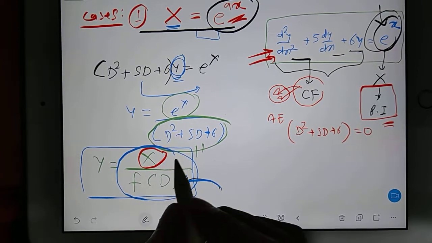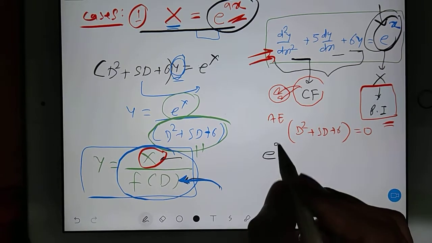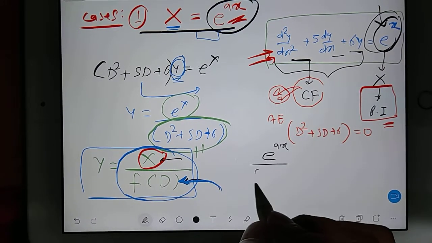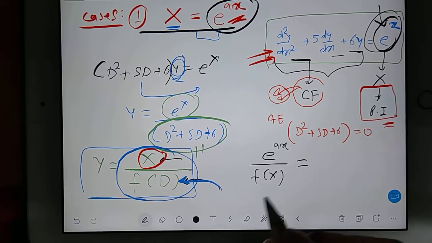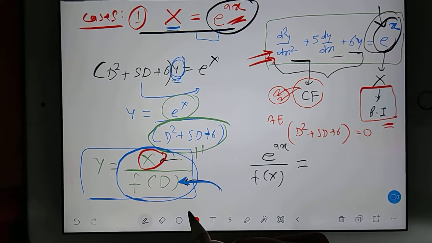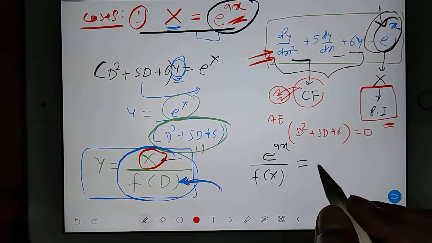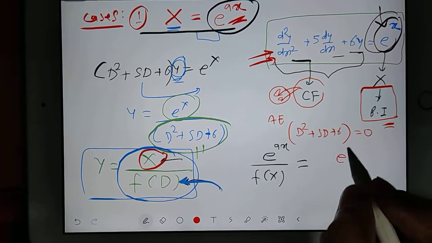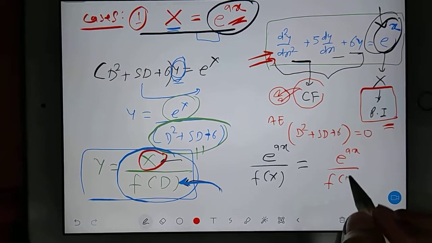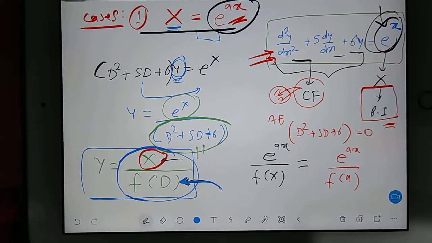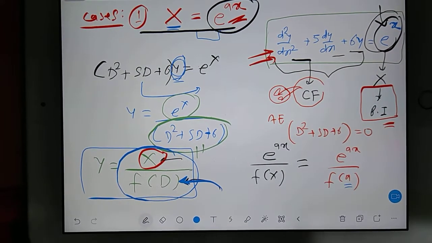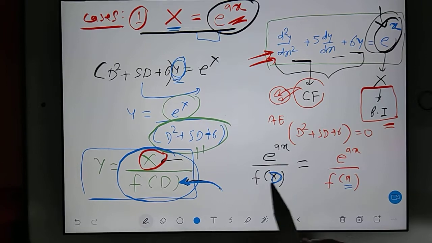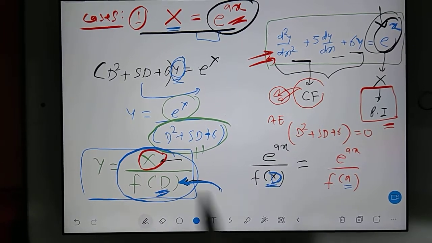But your X is now e power AX. So whenever you have e power AX and FD, what is your formula? You have to mug up the formula, okay? Memorize it, so that your speed will be faster. What is the formula? You quickly write like this: e power AX divided by FA. And what is your FA? Sorry, D is here, guys. This D.